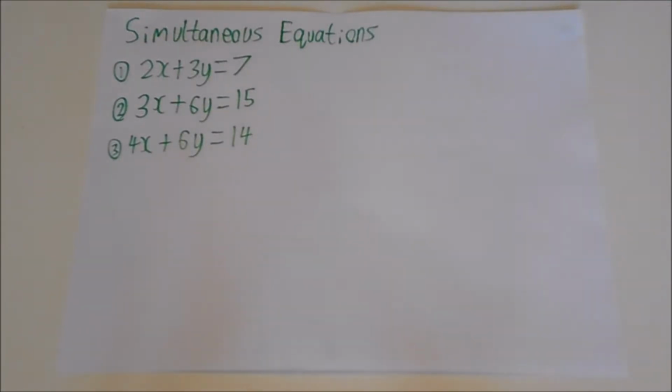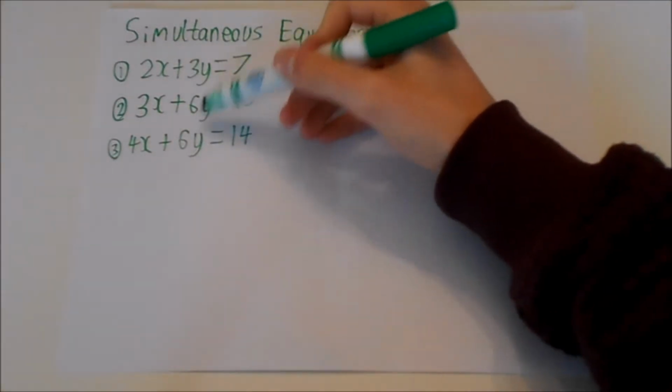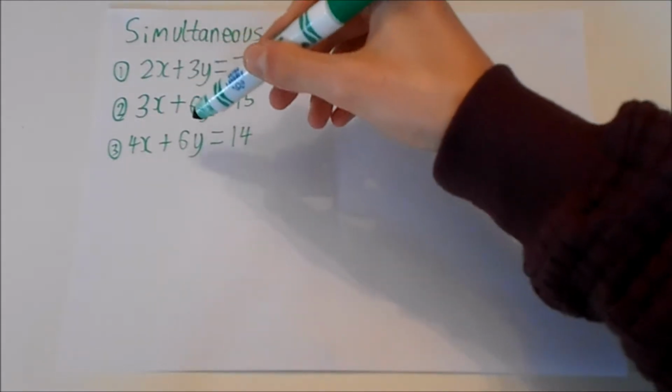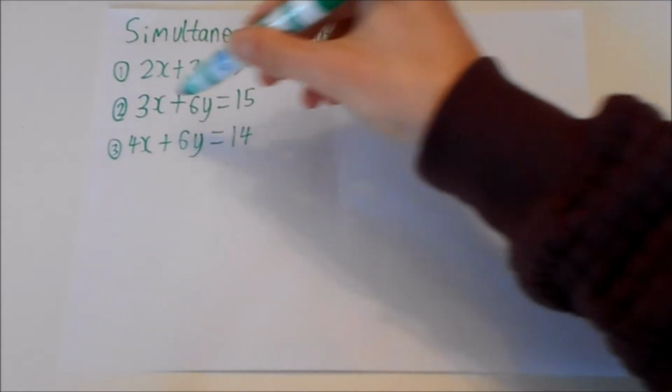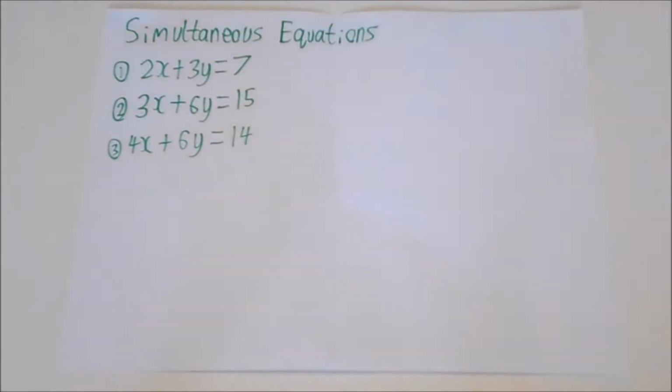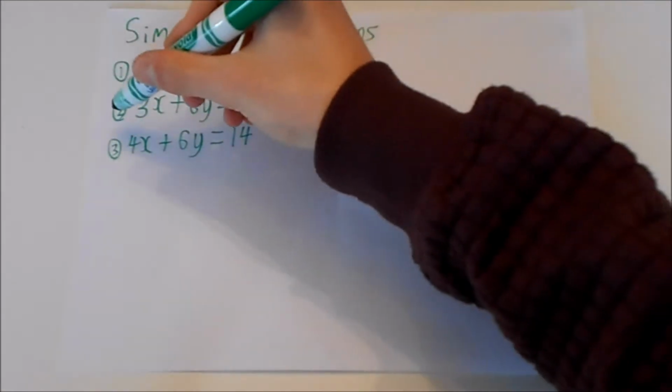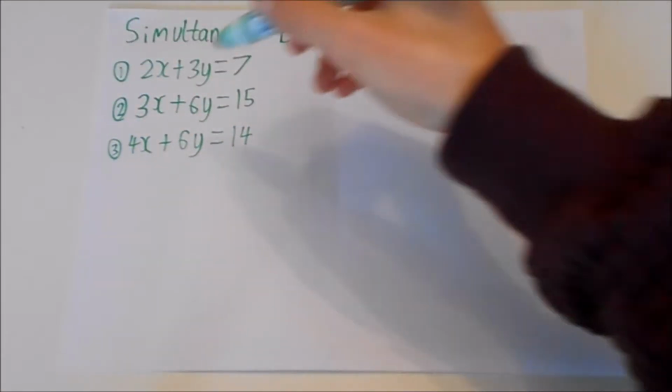Now the reason we needed to make these two numbers the same for the y, it could have been for the x but I chose the y, is because now we can take one of these equations away from the other one and it makes it a lot simpler. Here I'm going to subtract this equation 3 from equation 2.